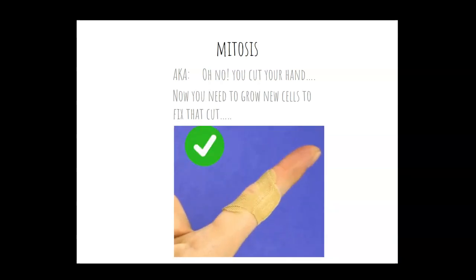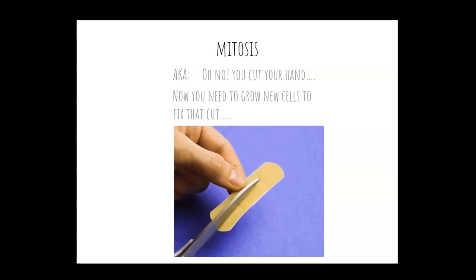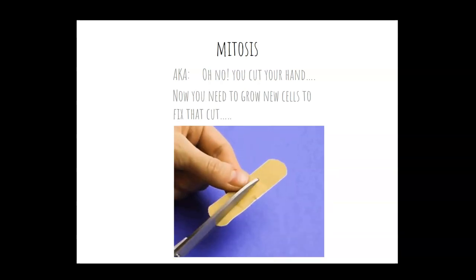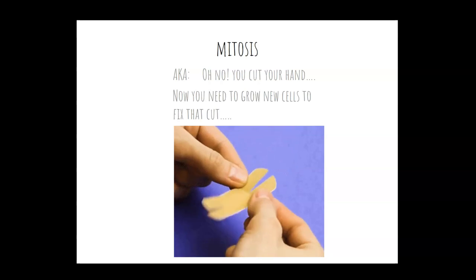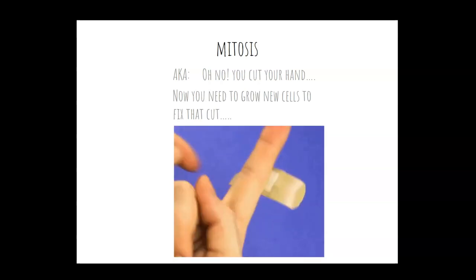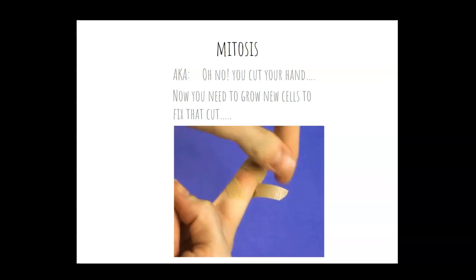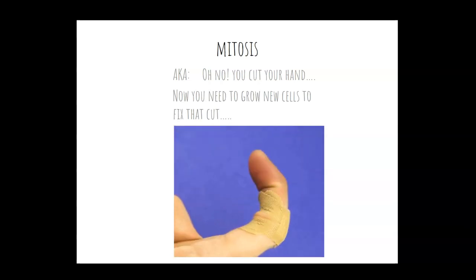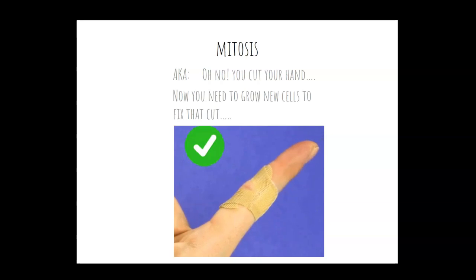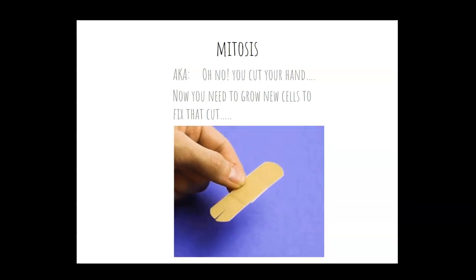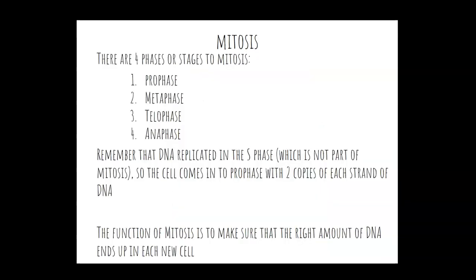The first one is called mitosis, and I jokingly say the way to remember mitosis versus meiosis is that mitosis can happen in my toes when I cut my foot, whereas meiosis happens in my O's, my ovaries, or my gonads. So there are 4 stages to mitosis: prophase, metaphase, telophase, and anaphase.